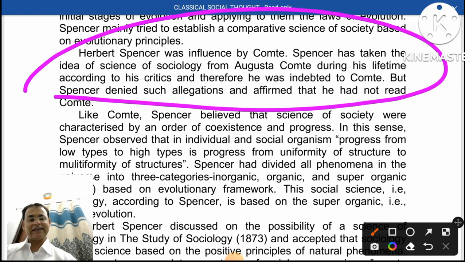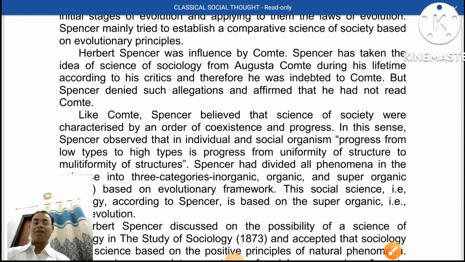We must understand Comte. Comte was also an evolutionist. Comte also gives his theory of three stages, which is based on evolution: the theological, metaphysical, and scientific stages. That is from simple to complex, indefinite to definite, incoherent to coherent, homogeneity to heterogeneity.